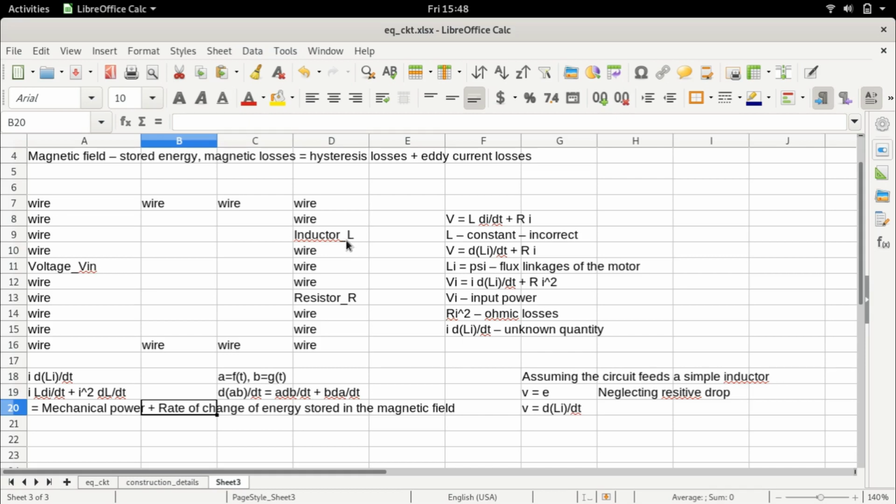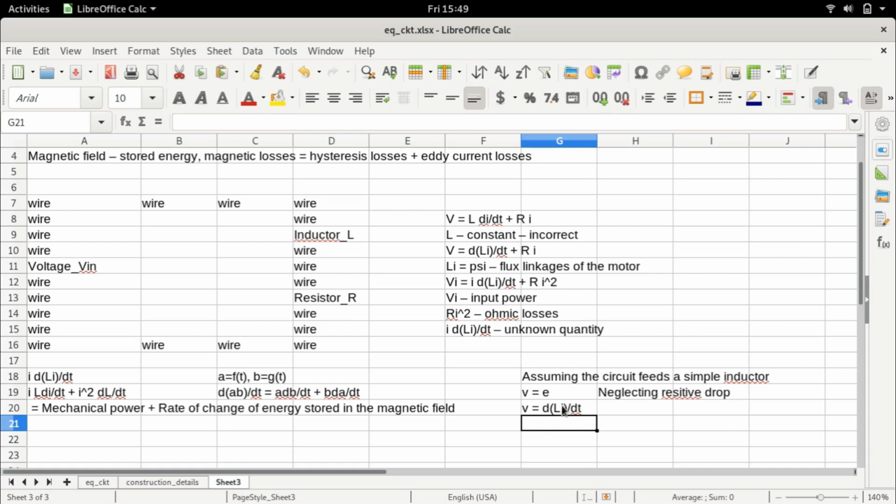Now, the only problem is, if I were to simplify it to the extent that this inductor is also a constant, then there is really nothing left. It becomes trivial, so we don't want to go that trivial either. So let's say this is an inductance, but it's a variable inductance. Don't worry about how it is variable. It is just variable.